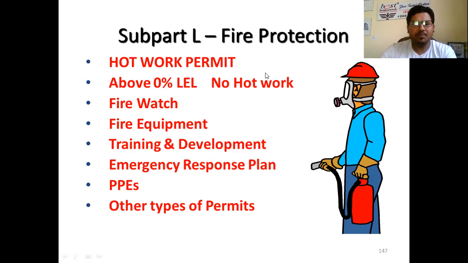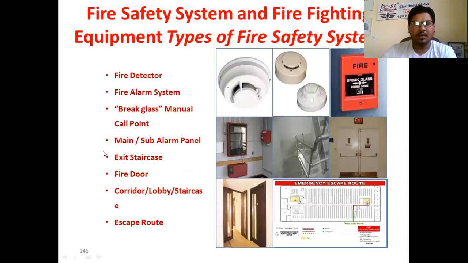Now, for fire protection, remember the hot work permit: no permit, no hot work. A fire watcher is important whenever there is hot work. Fire equipment is critical, like fire extinguishers, fire hydrants, fire hoses, or even a sprinkler system. Training and development is critical. An emergency response plan, ERP, must be there. We need required PPE, and other types of permits could also be needed. These are some examples of fire safety systems and firefighting equipment.